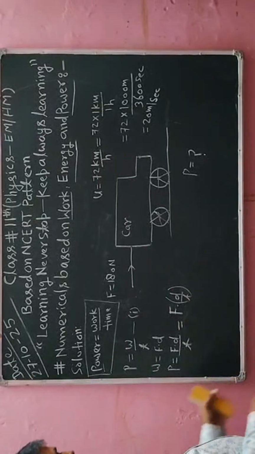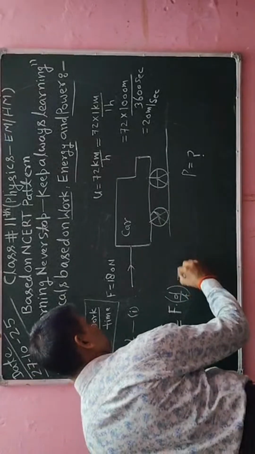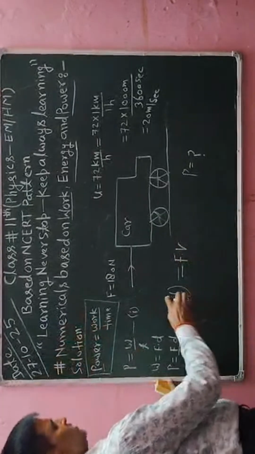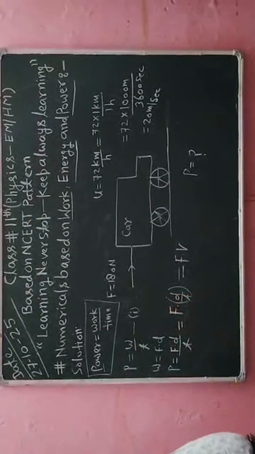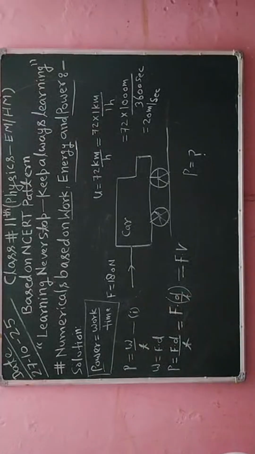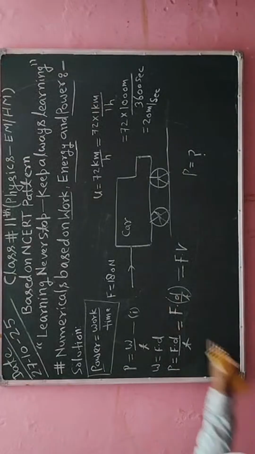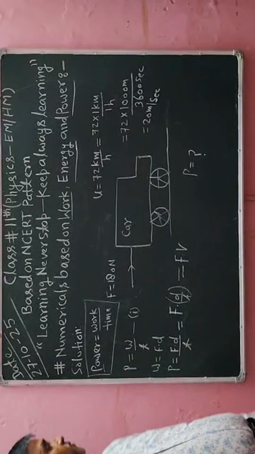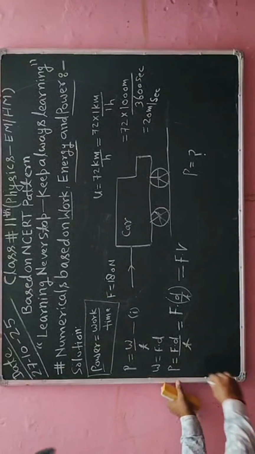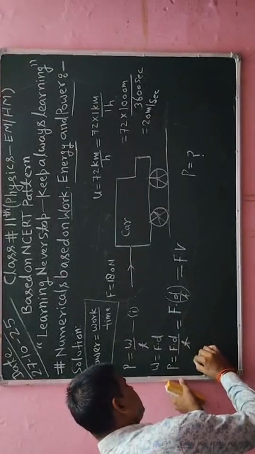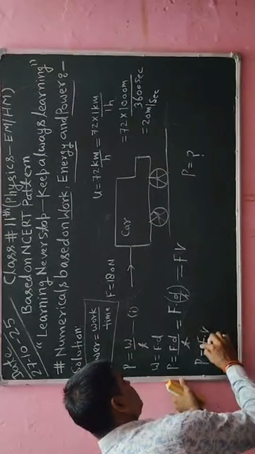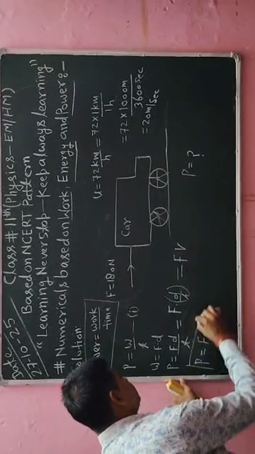So I can write here F into V, because D by T is known as velocity. Velocity has the formula distance by time. So distance by time is called the velocity of the car. Finally, the formula I have got here is P is equal to F into V.